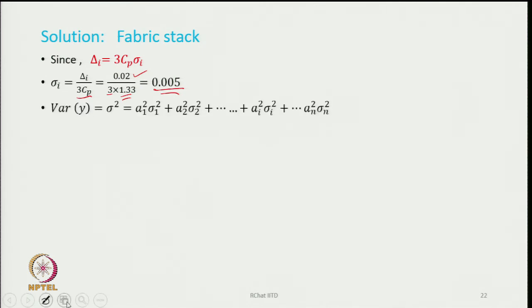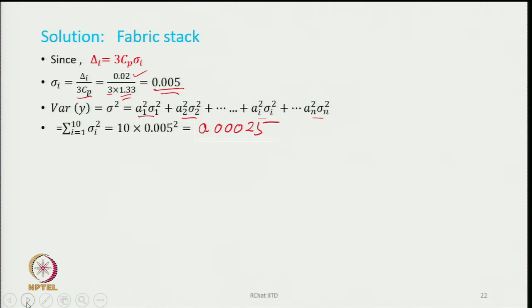Solution for this is going to be that since delta i is 3 Cp sigma i, as we have seen, therefore the standard deviation of the x i's is going to be delta i by 3 Cp. So, delta is 0.02 given already, 3, Cp value of the process is 1.33, and therefore, the sigma value is going to be 0.005. The variability in y is a 1 squared sigma squared plus a 2 squared sigma 2 squared, like that. This formula we have stated.